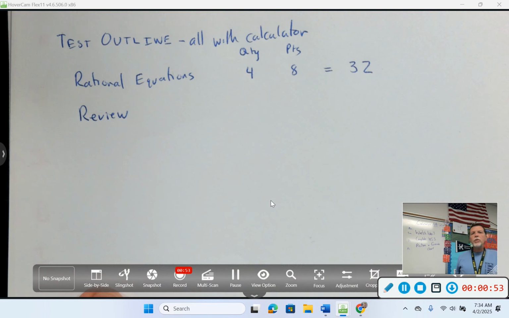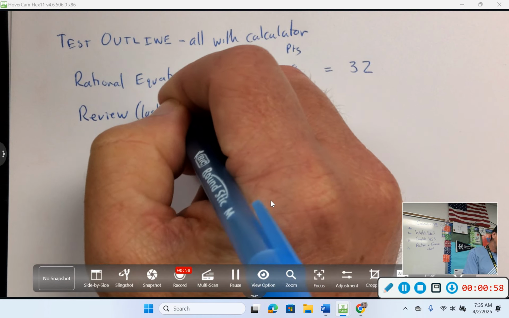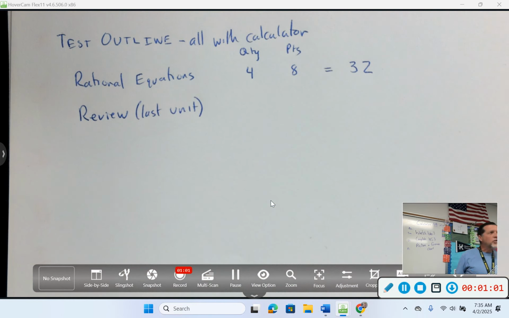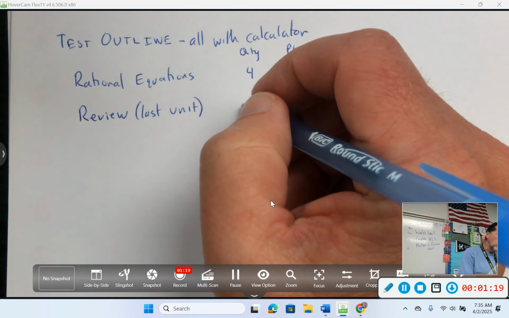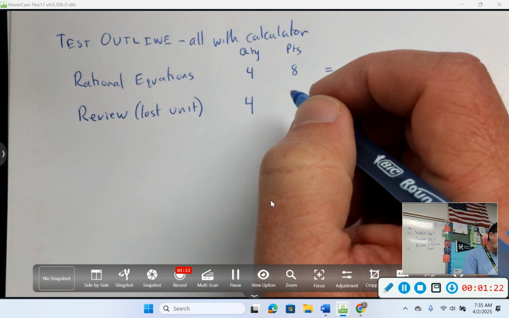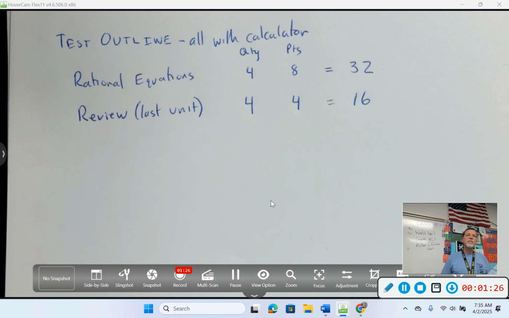There are some review questions from the last test. So that was rational graphs, domain, I think down the list there, domain, holes, vertical asymptotes, horizontal asymptote, slant asymptote, x-intercept, y-intercept. You're not going to have to graph anything, but it's similar to those multiple choice questions from the last test. So 4 review questions, 4 points each. That makes 16.